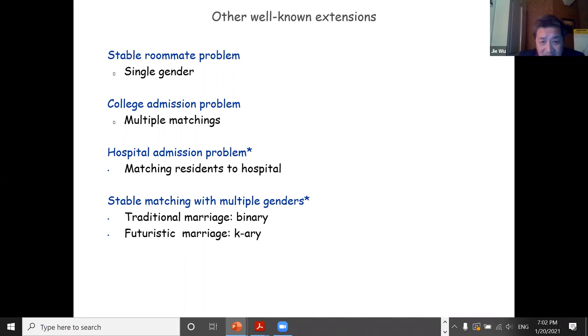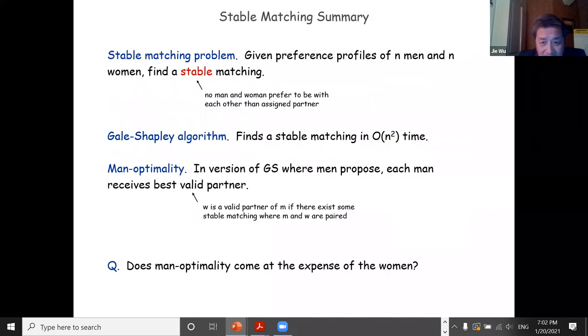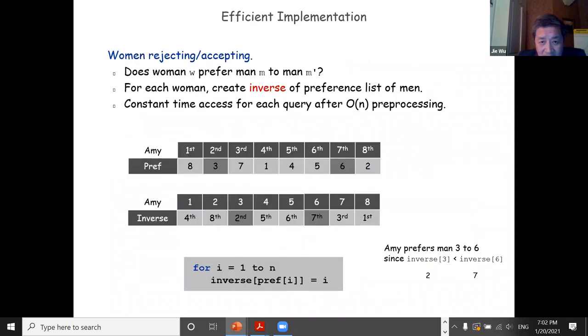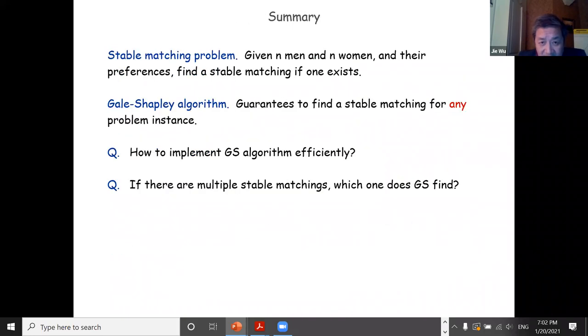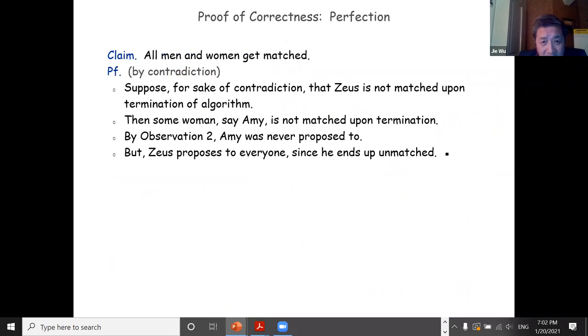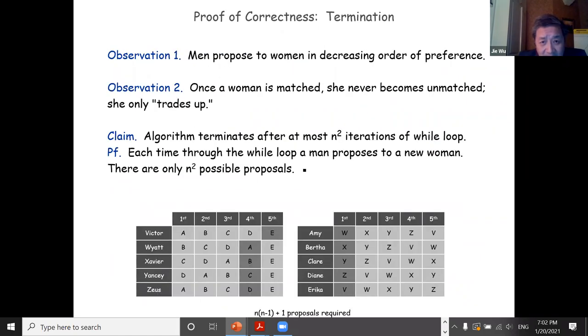So how does this happen? I think the best way is to show an example. So now just imagine this is a roommate problem. Let me see if I can find that.